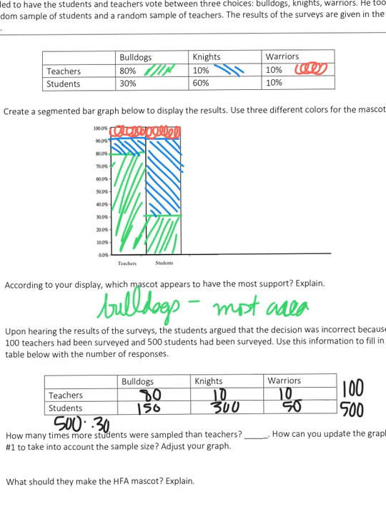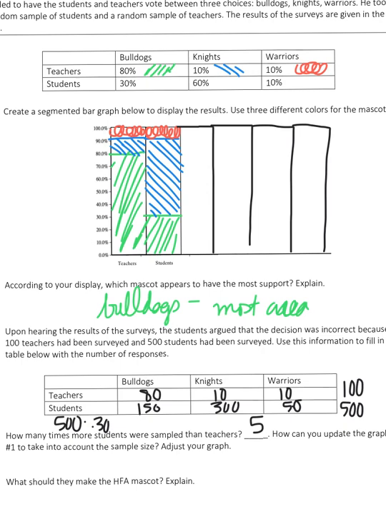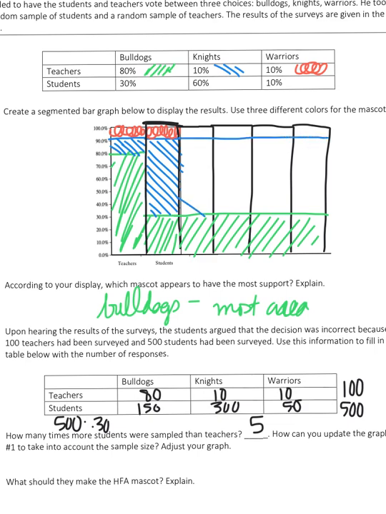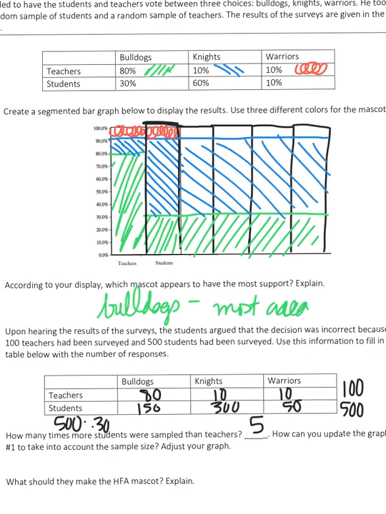All right, so how many times more students were sampled than teachers? 5. There were 5 times the amount of students as there were teachers. So this was something that I wanted you to think about had we actually been in class: how could you update the graph for number 1 to take into account the sample size? If there's 5 times the amount of students, then I should probably make the bars of the students 5 times as wide. Let's pretend that those are all equal. So notice now I have 5 bars for the students, and I'm going to extend my graph out. So that's still 30% of that 500 wanted Bulldogs, and then 60% of that 500 wanted the Blue Knights, and then 10% wanted the Warriors. I like my little patterns.